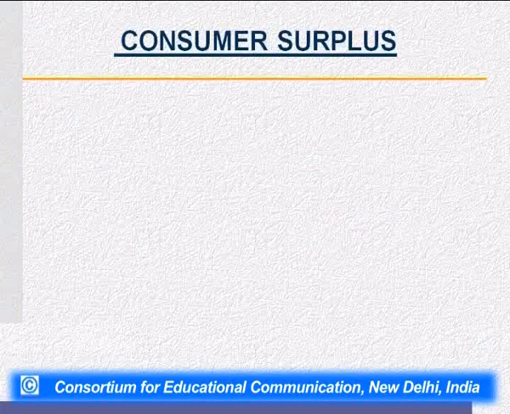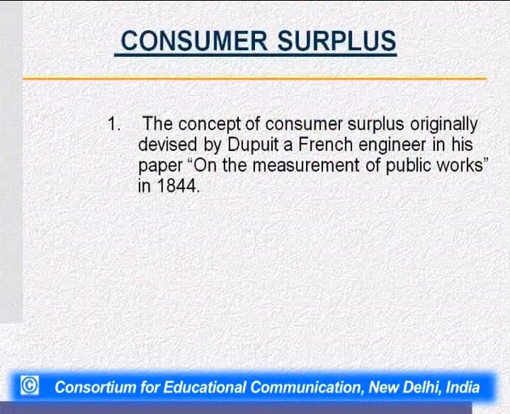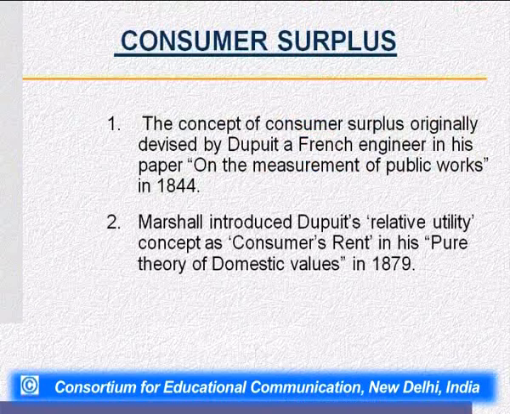Now the other segment which we discuss here is consumer surplus. The concept of consumer surplus was originally devised by Dupuit, a French engineer, in his paper on the measurement of public works in 1844, and Marshall introduced Dupuit's relative utility concept as a consumer's rent in his pure theory of domestic value. So with the help of consumer surplus, what will we get in practical behavior?